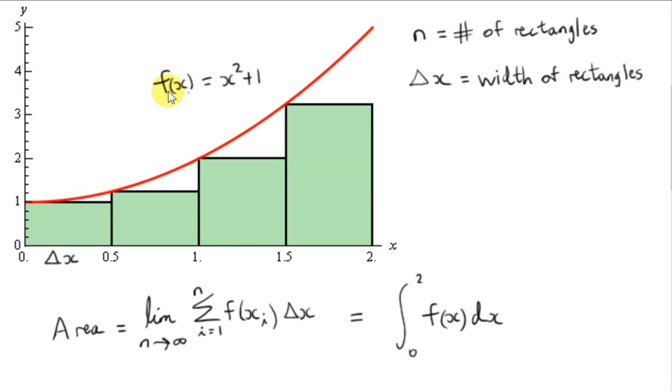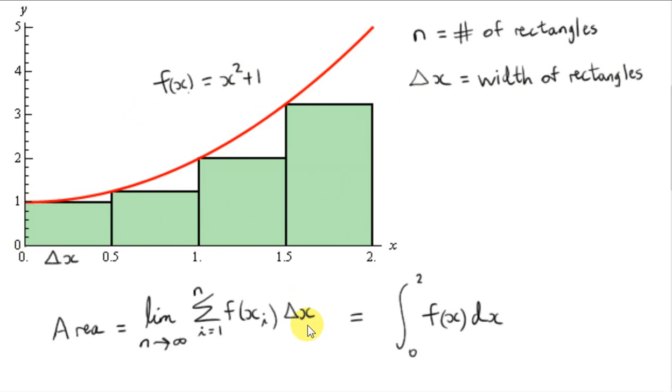In the last video we looked at the graph of the function f of x equals x squared plus 1 and considered the area between the graph and the x-axis from x equals 0 to x equals 2. We divided this interval up into n rectangles. Now in this picture we just have 4 rectangles. We made the width of each rectangle the same for convenience. We call that width delta x. We estimated the area under the curve by summing the rectangles.